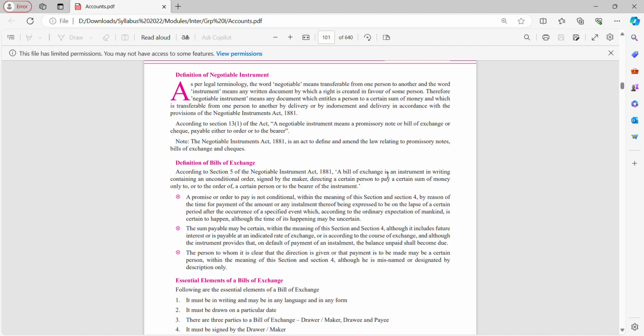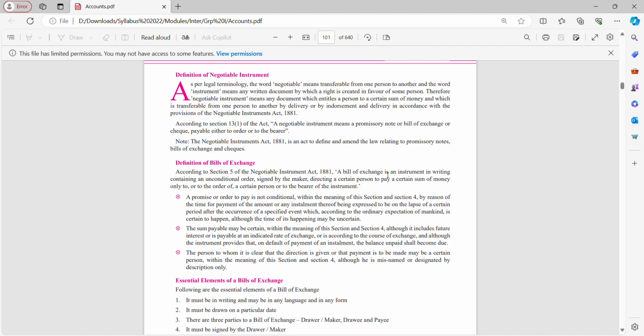According to Section 5 of the Negotiable Instruments Act, that definition is done. A promise or order to pay is not conditional within the meaning of this section and Section 4 by reason of the time for payment of the amount or any installment thereof being expressed to be on the lapse of a certain period after the occurrence of a specified event which, according to the ordinary expectation of mankind, is certain to happen, although the time of its happening may be uncertain.